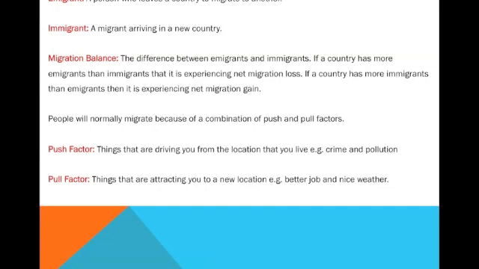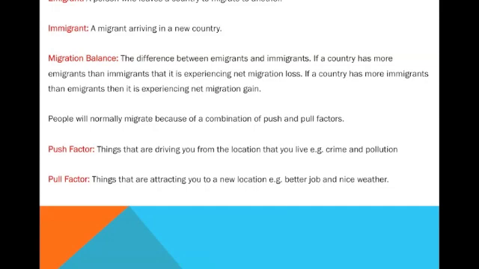A migration balance is the difference between emigrants and immigrants. If a country has more emigrants, so people leaving, than people coming in, so immigrants, then it's experiencing a net migration loss because more people are leaving than are coming in. But if a country has more immigrants, so people coming in, than emigrants, people leaving, then it's experiencing a net migration gain, because net migration means all of it in total.